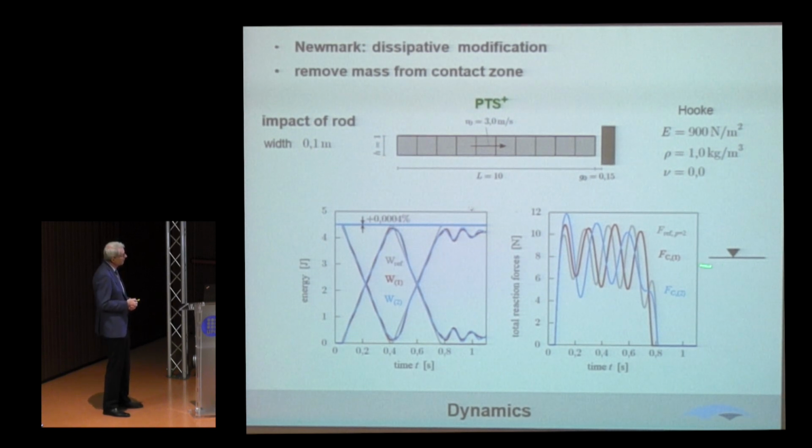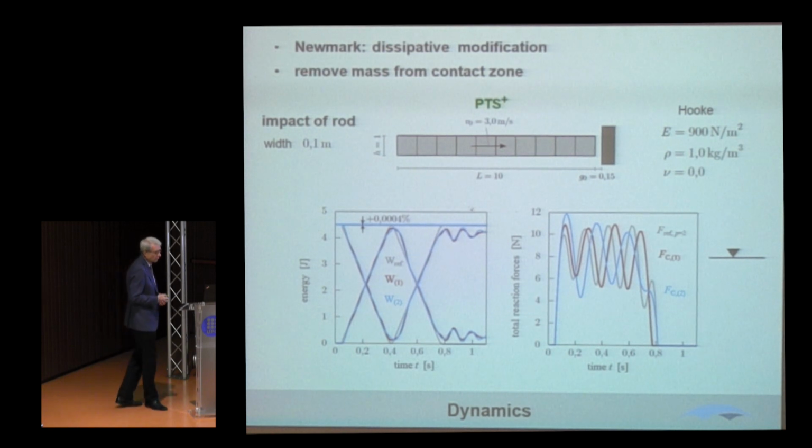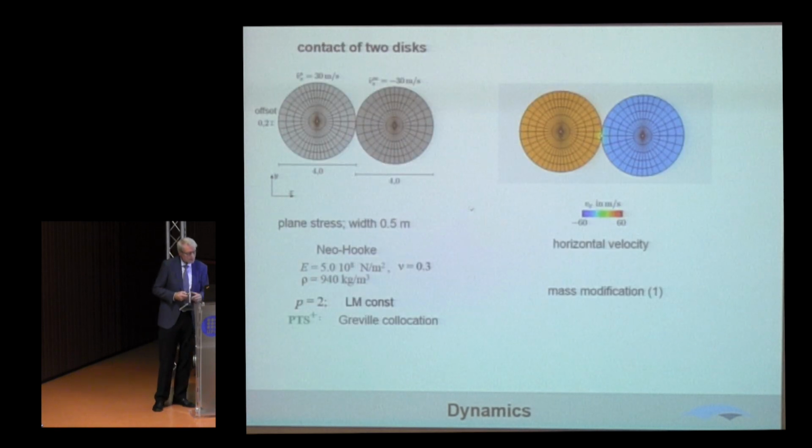And I mentioned this value of 8. The reference solution is given in gray, and the other two, depending on the two mass distribution concepts, are very similar. They are not exactly the same, of course, but they are very similar. So now I show two other examples.